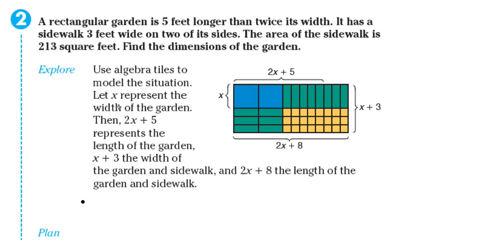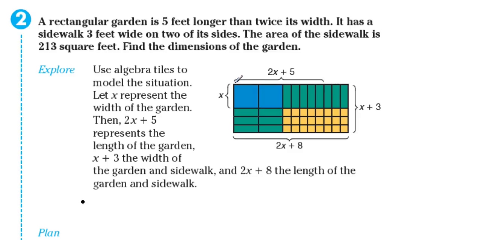If we let x represent the width of the garden, then 2x plus 5 represents the length of the garden. How did we come up with this? Because it says a rectangular garden is 5 feet longer than twice its width. 5 feet longer is plus 5, twice its width is 2x. And since x is our width, it is 2x plus 5. So this is how our rectangular garden will look like.